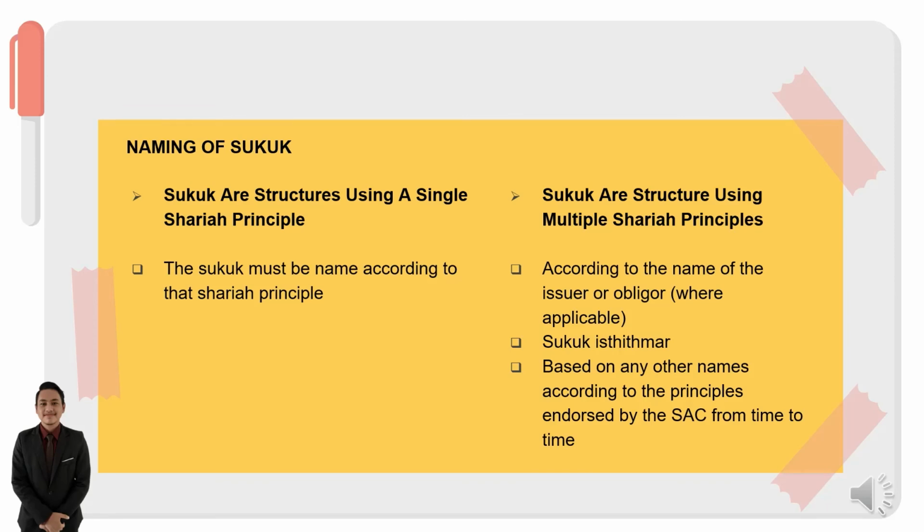Secondly, if the sukuk are structured using multiple Shariah principles, also known as a hybrid sukuk, it means the combination of two or more contracts. For example, a combination of ijarah, murabahah and istisna. So the sukuk can be named according to the name of the issuer or obligor, where applicable. Secondly, it can be named sukuk istithmar or sukuk investment. Thirdly, based on any other name according to the principles endorsed by the SAC from time to time.